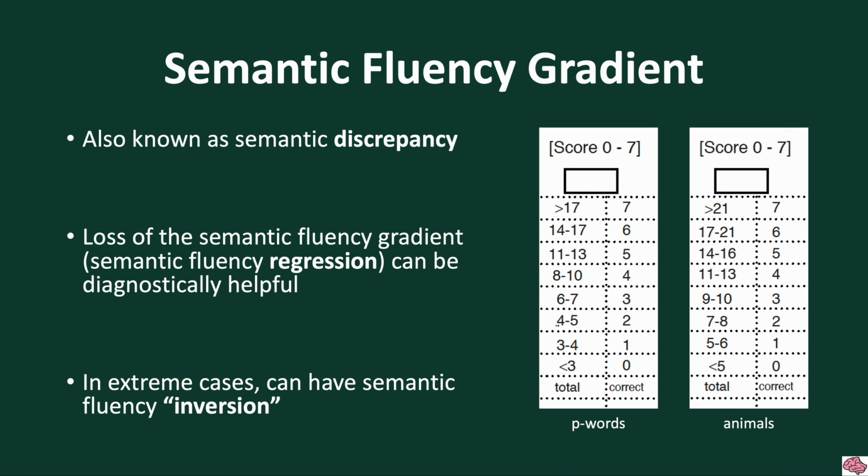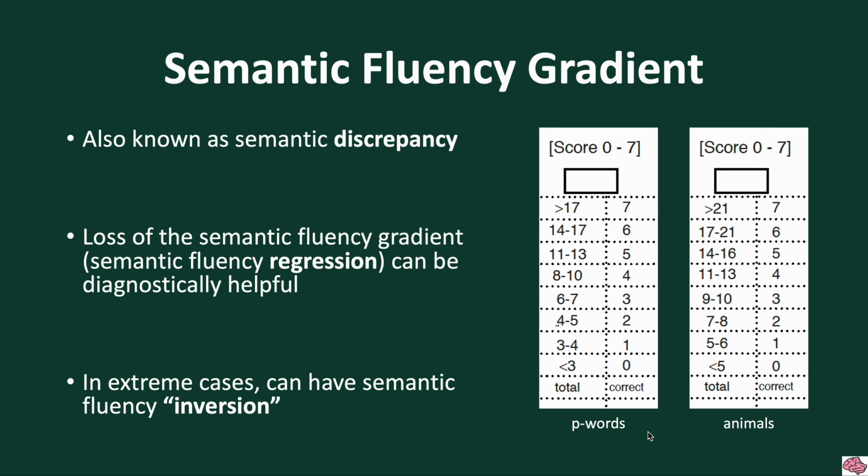So, as I mentioned before, the average 10-year-old, as a general rule of thumb, should be able to generate 10 P words. Another useful rule of thumb is that semantic fluency should, broadly speaking, be about 5 better than phonemic fluency for most people. That difference is sometimes referred to as the semantic fluency gradient, at least informally.